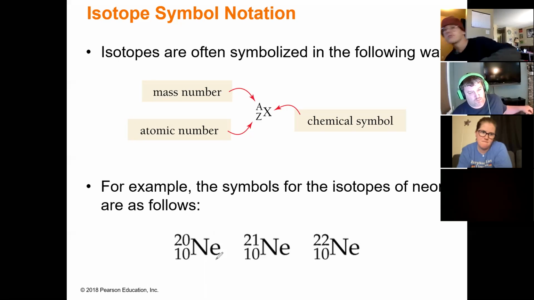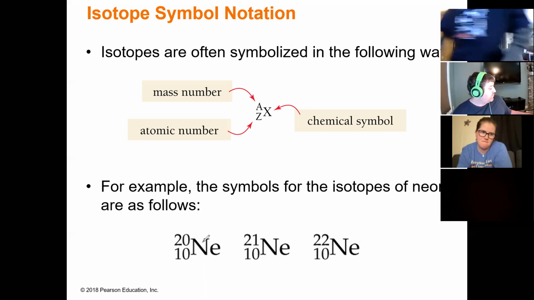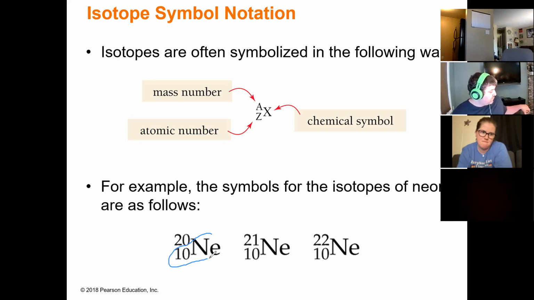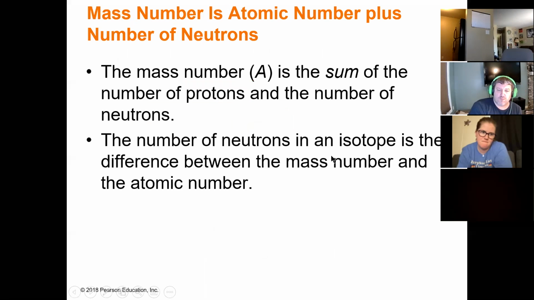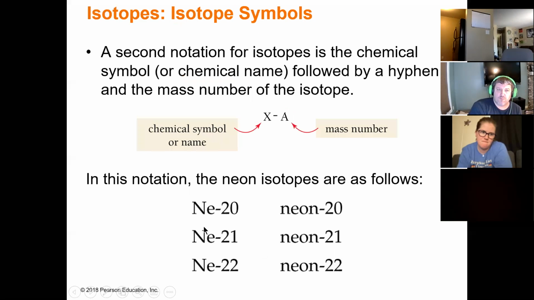I don't particularly like this way of writing. It seems a little redundant to me, because if it is neon, isn't it always going to have 10 protons? These two things are sort of synonymous with each other. Another way you may see it written is like this: neon with a dash 20. This is the one I like the best. It's the most efficient. Or they'll write the whole name out with 20, 21.